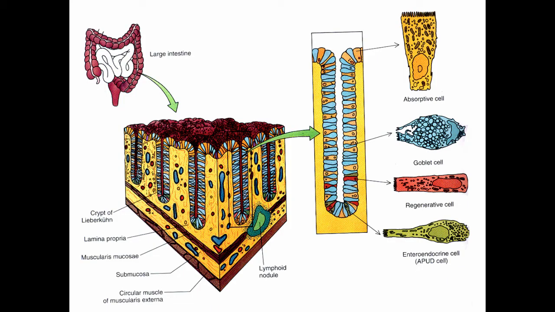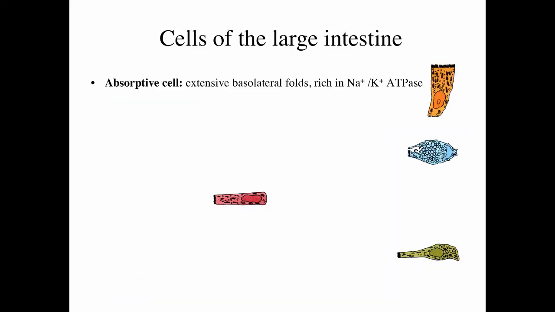With respect to the cells in the large intestine, following the same model we looked at for the other organs in the GI tract, there are absorptive cells or enterocytes, goblet cells, regenerative cells, and the enteroendocrine or APUD cells. The absorptive cell has extensive basal and lateral folding. It has a lot of sodium and potassium ATPase activity, lots of active transport, a lot of water reabsorption from cells in the large intestine.